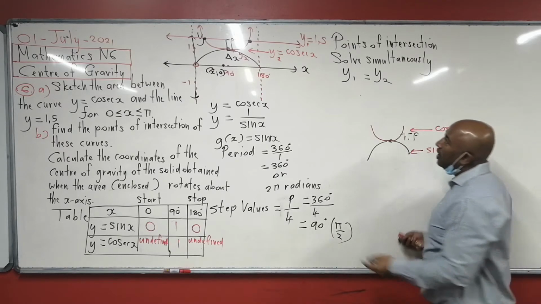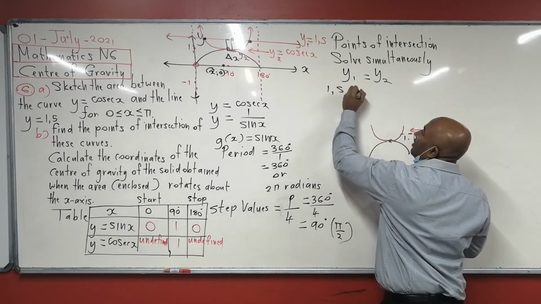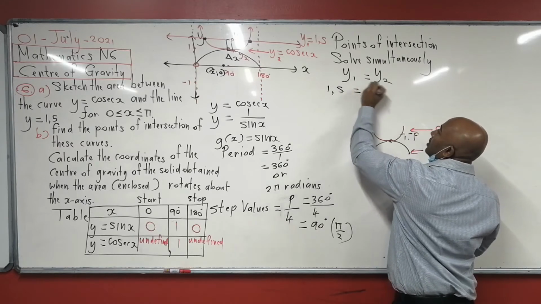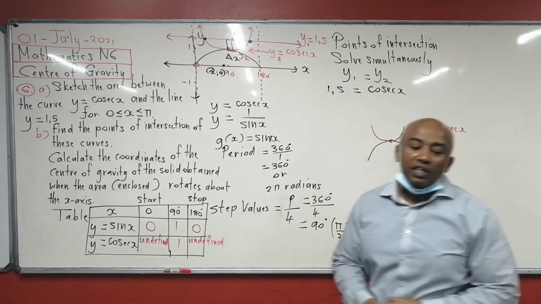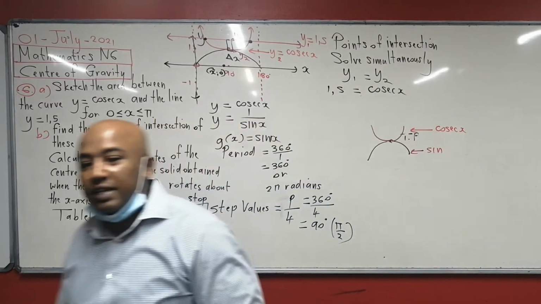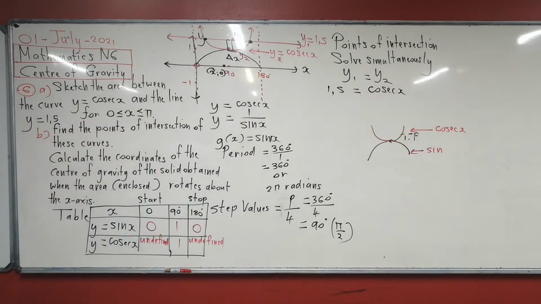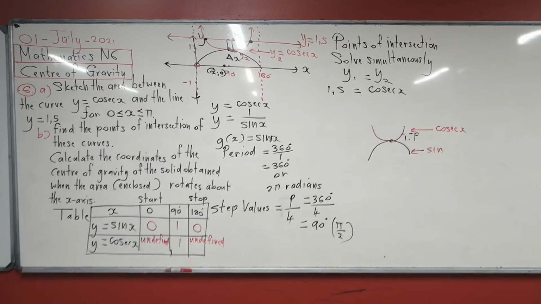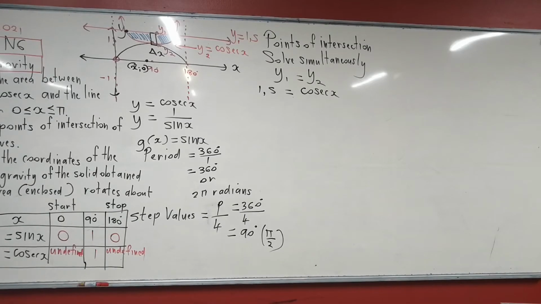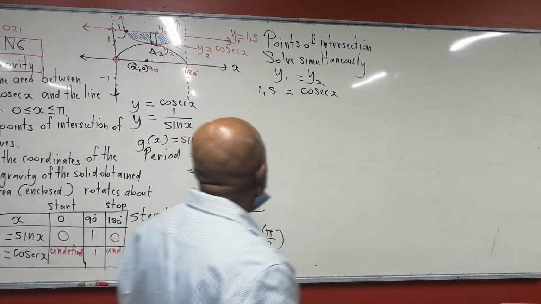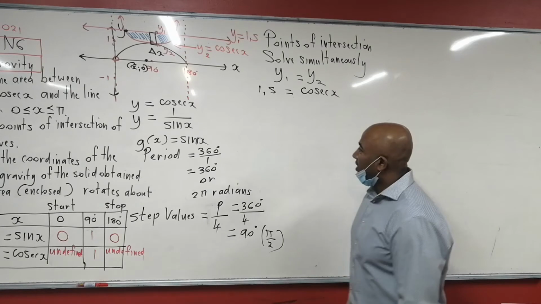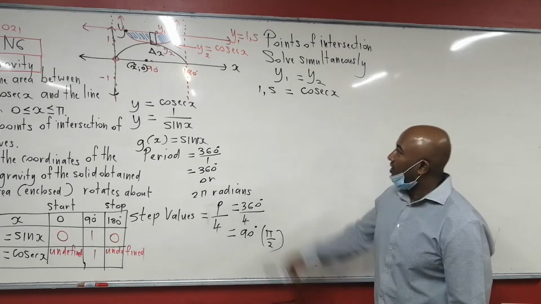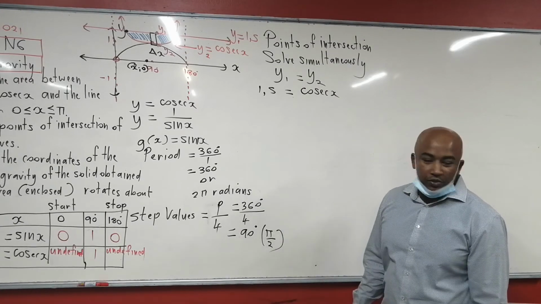Right, so what is y1? It's 1,5 equal to y2, which is cosec of x. Solve for x. Let me give you 2 minutes to solve for x there. It's a trigonometric equation. Right, so trigonometric equation. Let's see what we're going to deal with now. So what do we have here? 1,5 is equal to cosec x.